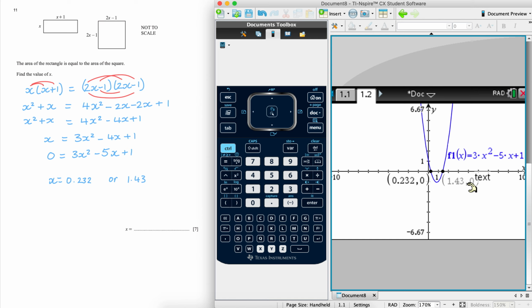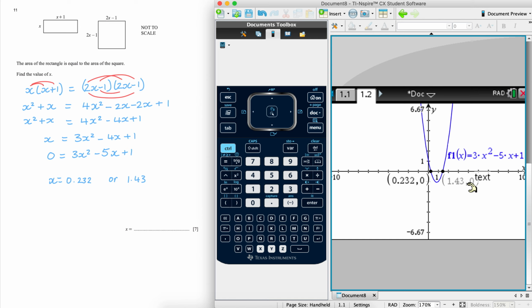So looking at the rectangle, they both work there. That would give me a positive answer. That's the only constraint really, that we need to have a positive side to our shape. It would be a very small side if it was 0.232, but that's fine. And if I add 1 to it, it's still positive.